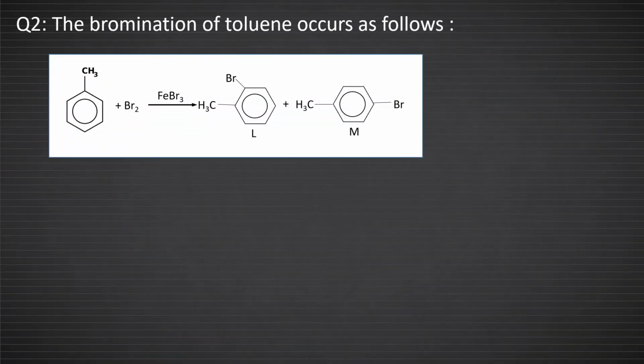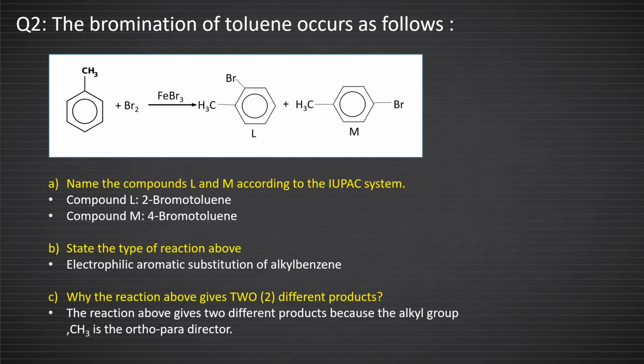Now let's look at the question. The bromination of toluene occurs as follows. Toluene reacts with bromine gas with an iron(III) bromide catalyst to produce compounds L and N. Question A: name the compounds L and N according to the IUPAC system, 2 marks. So how to name compound L?